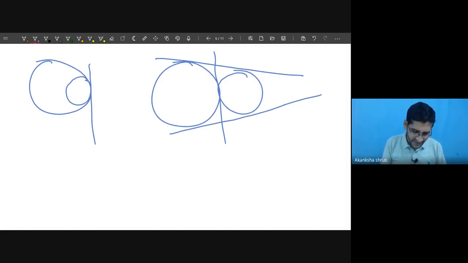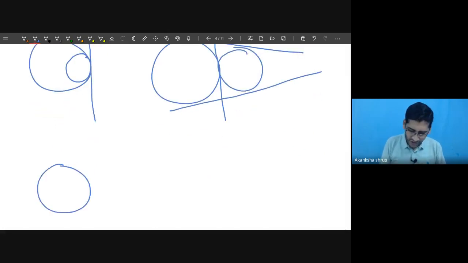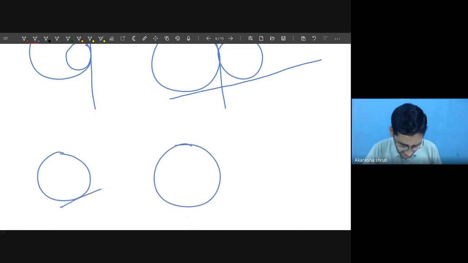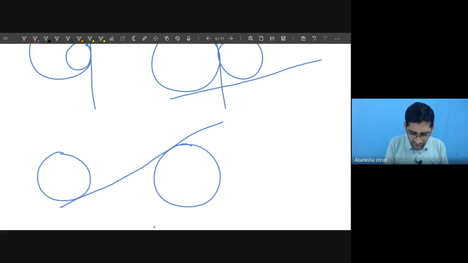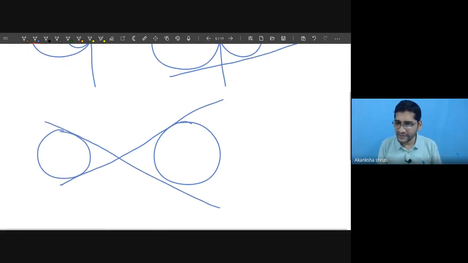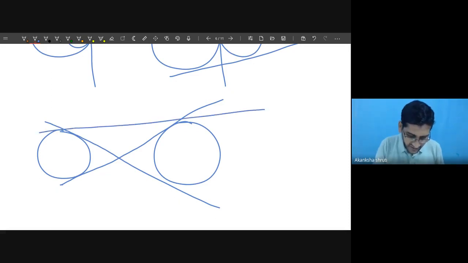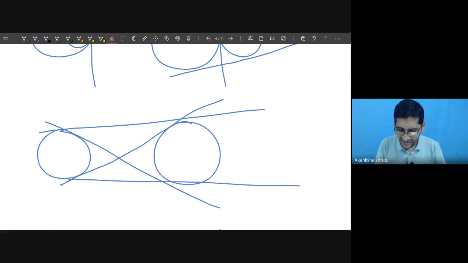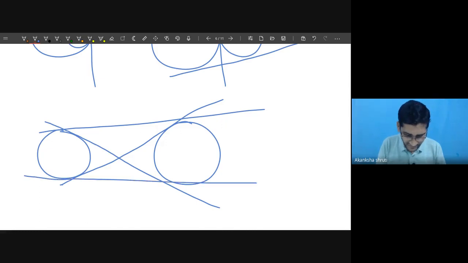Another one is where these two circles are not touching each other. Then how many tangents can be drawn? One tangent, two tangents. Can any more be drawn, or is it over? Still we can draw more: the third tangent and the fourth tangent. This way the fourth tangent can be drawn. Just keep this in mind. That's all.